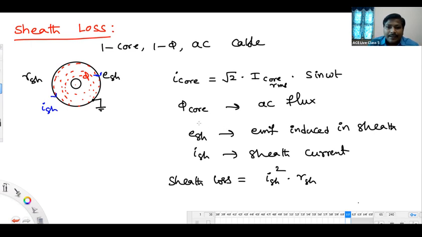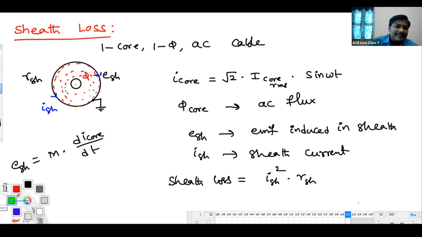Actually, this sheath induced EMF will be equal to the mutual induced EMF, M into di core by dt. Mutual induced EMF is M into di by dt, so it is M into di core by dt. What is that M? M is the mutual inductance between the core and sheath.